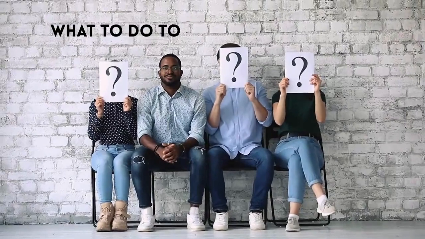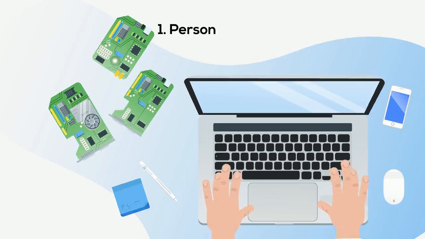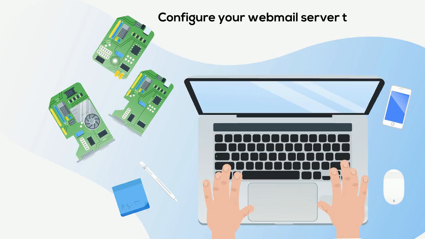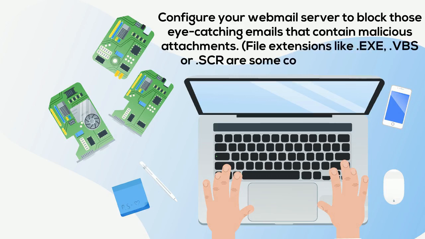What to do to prevent ransomware? The first way is personalizing your anti-spam settings. You can do this by configuring your webmail server to block those eye-catching emails that contain malicious attachments. File extensions like EXE, VBS or SCR are some common examples.